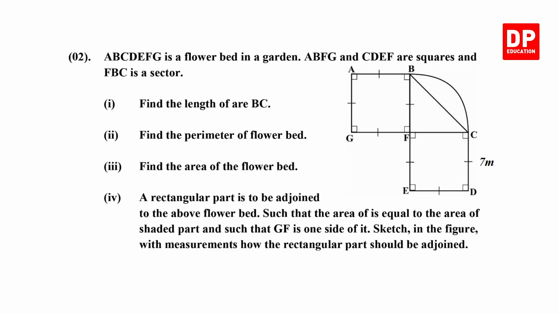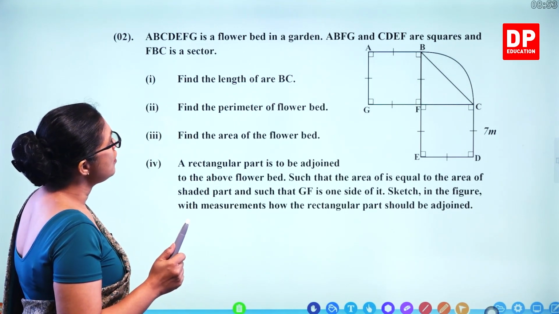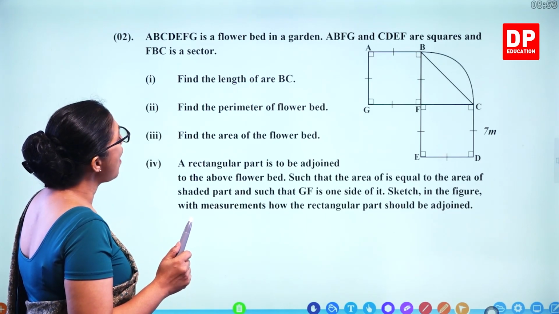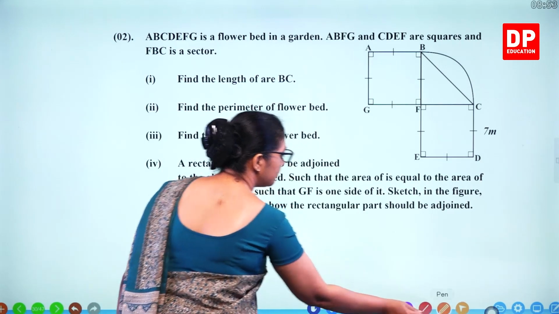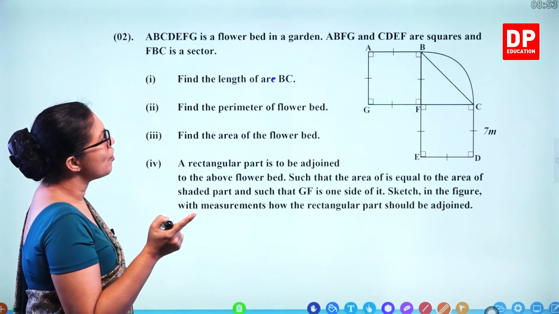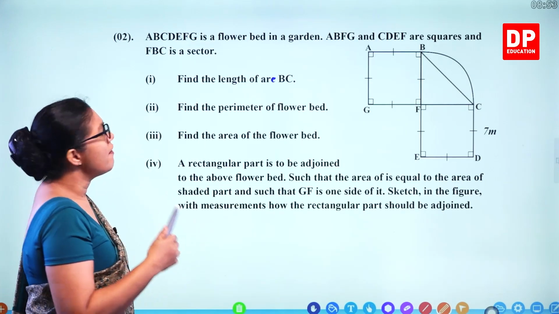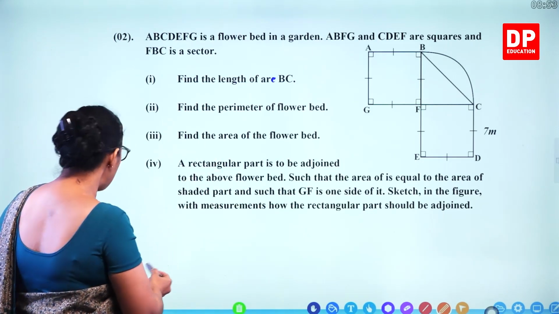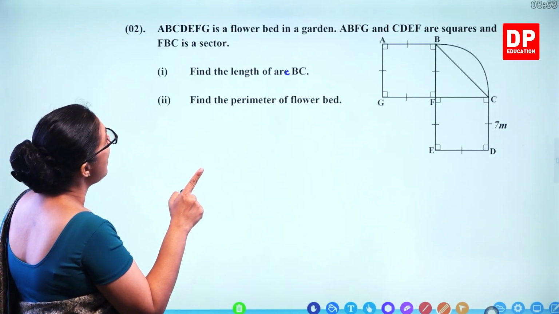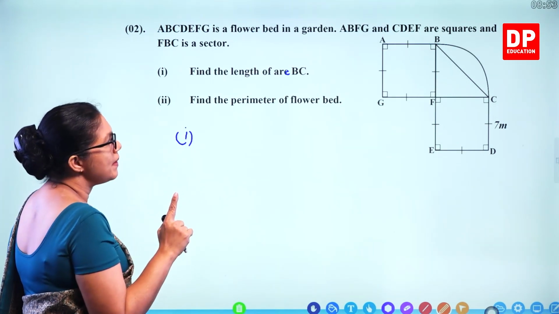Question number 2. A, B, C, D, E, F, G is a flower bed in a garden. A, B, F, G and C, D, E, F are squares and F, B, C is a sector. Find the length of arc BC. That's a quarter of a circle. So we can find out the area and perimeter using the diagram. So we'll do it separately. So this is the arc. And here, find the length of arc BC.